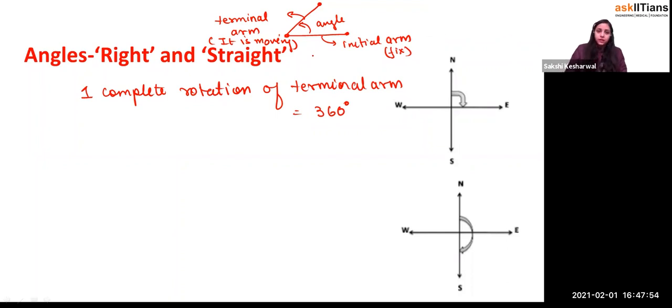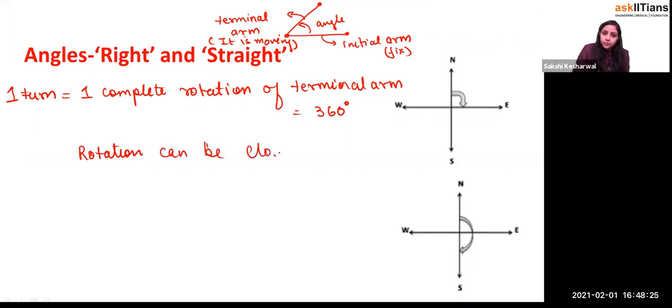Okay, so one complete rotation of the terminal arm gives you 360 degrees, right? We can also say this is one turn. Now we have the directions east, north, west, south. Rotation can be clockwise or anti-clockwise. The choice is yours, right?